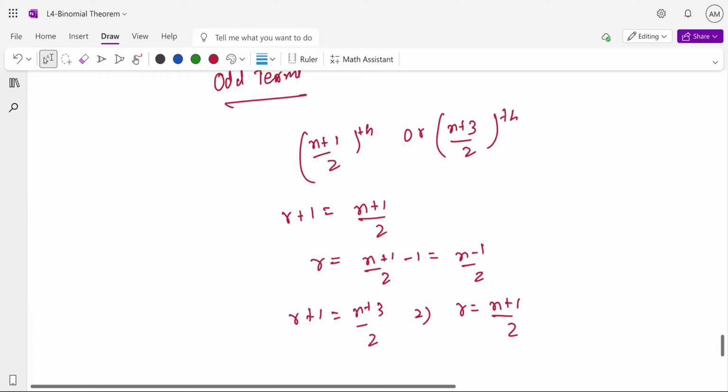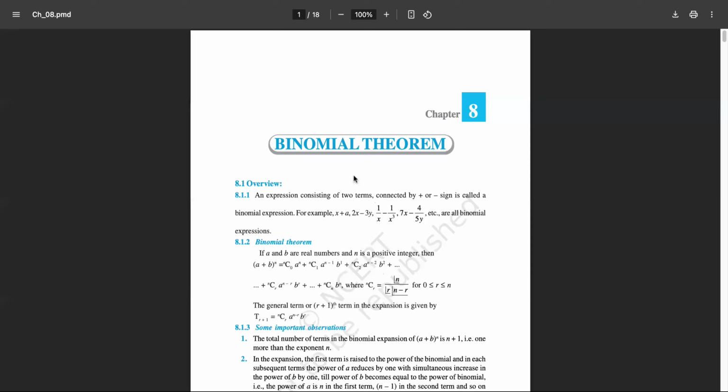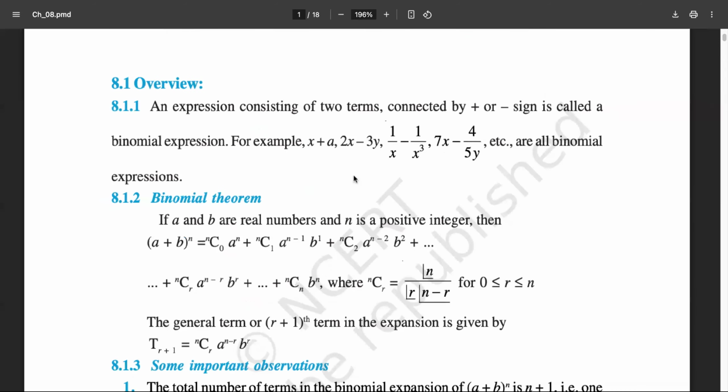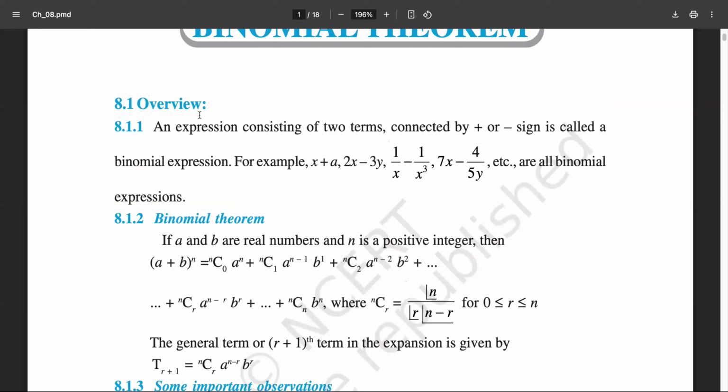I'll suggest, do you have the NCERT book? Yes, sir, I have it, online. Okay, that's fine. Whatever you try to do, go with the NCERT. Wait, let me open the NCERT if I can. Binomial theorem maybe. Okay, I'm sharing it with you for a while. Is this it? Okay, can you see this? Yes, sir.